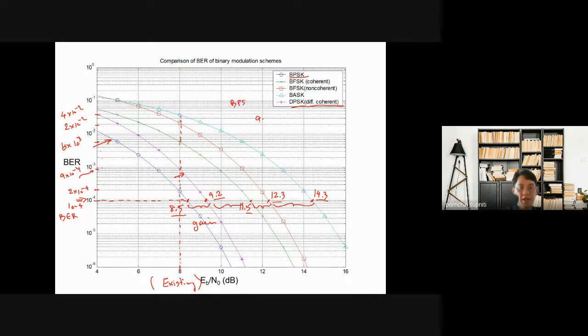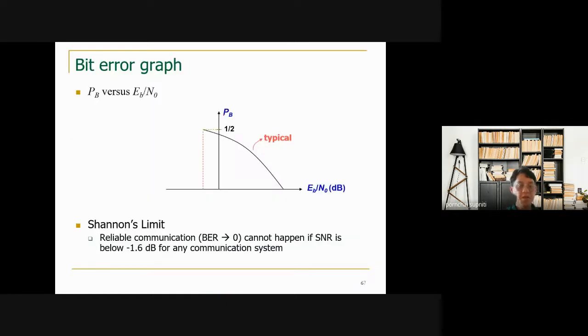The gain of BPSK over DPSK is equal to 9.2 minus 8.5 in terms of decibel, which is 0.7 decibels. So that's what people mean when they talk about the gain: they look at the specific bit error rate and see the SNR gain from different systems. And we will compare like this for binary, non-binary, and so on. Typically, the bit error rate graph is like this: the higher the SNR in decibel, the lower the bit error rate.